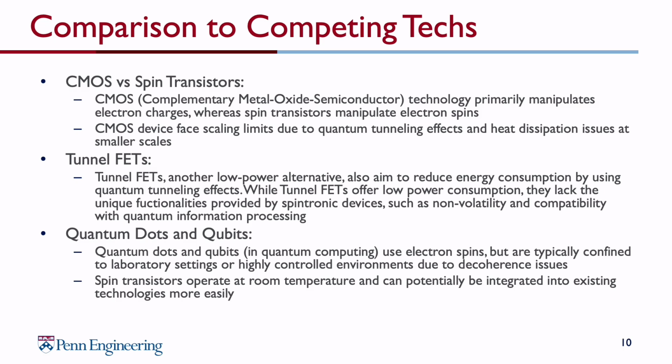We could explore these issues by delving into the field of tunneling magnetoresistance, which is TMR, and GMR. While tunnel FETs offer low power consumption, they lack the unique functionalities provided by spintronics devices such as non-volatility and compatibility with quantum information processing. Unlike quantum dots and qubits, which are highly sensitive to temperature and require cryogenic temperatures to maintain coherence, spin transistors operate at room temperature and can potentially be integrated into existing technologies more easily.